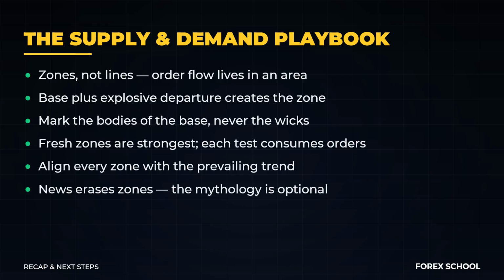Mark the zone across the base candle's bodies, because bodies show accepted business while wicks show rejected panic. Grade zones by freshness: the first touch is strongest, every test consumes orders, and exhausted zones break without a fight. Align zones with the trend, so pullbacks into demand become new higher lows. And stay humble: news erases zones without apology, and the institutional story is optional. Unfinished business at prior turning points explains the pattern just as well.